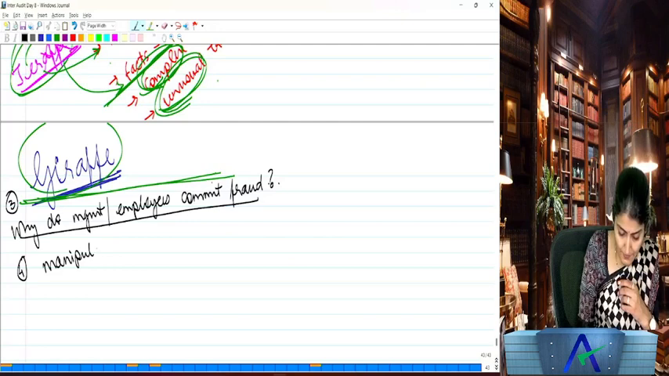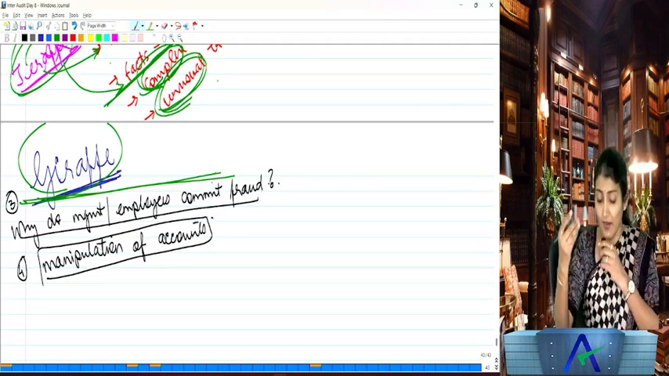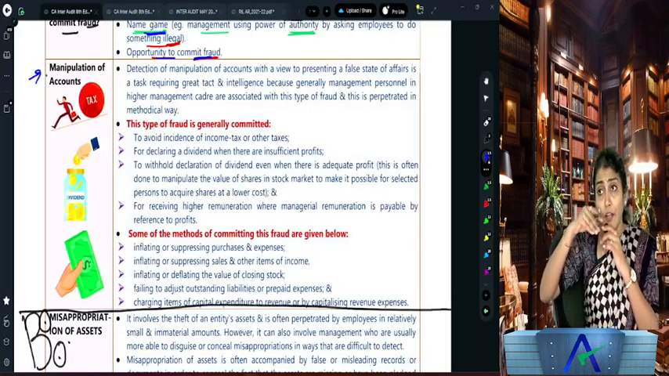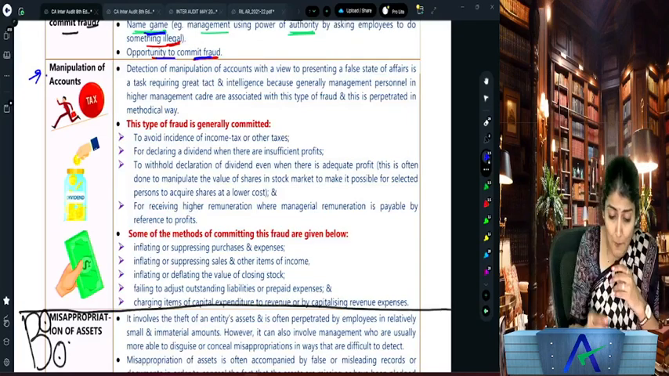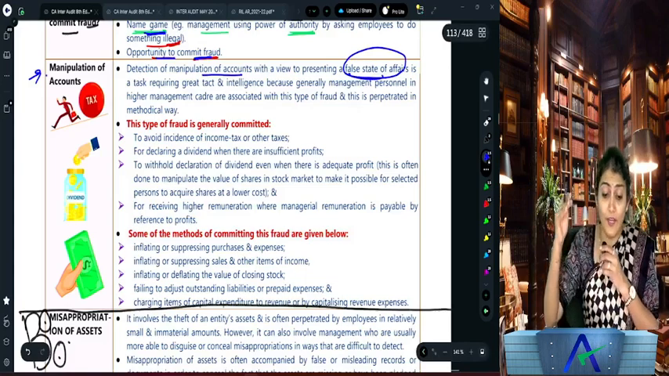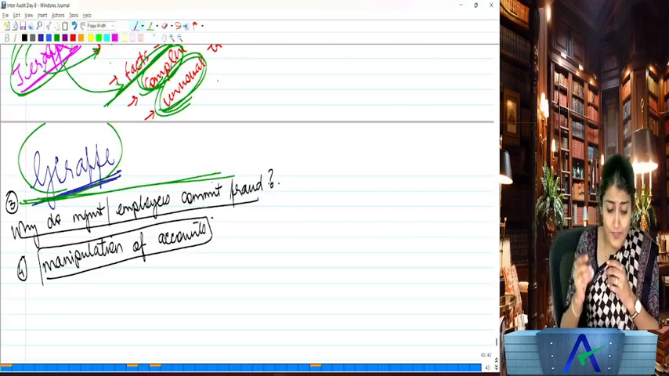If a company is doing the fraudulent financial reporting, what are they doing? They are manipulating their accounts. What should the accounts of a company show? They should show a true and fair view. They should show the true state of affairs. Now, with the manipulation of accounts, they are presenting a false state of affairs of the company, right?